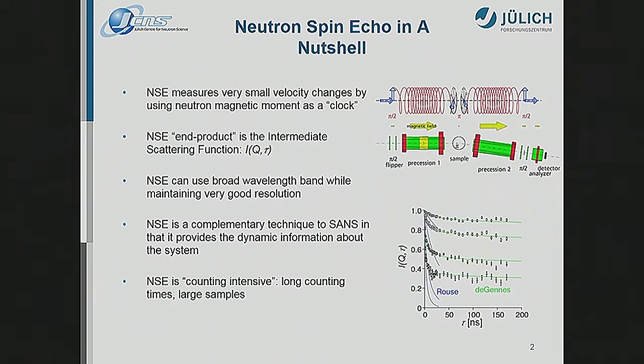Typical experiments at spin echo, at least on our machine, run anywhere between, say, a week or 2 weeks. 5 days is unusually short. You have to have a really good sample. And it requires fairly large samples, so, you know, milliliters. For some biologists, that's often a problem. So that's the orbital view of what we do.